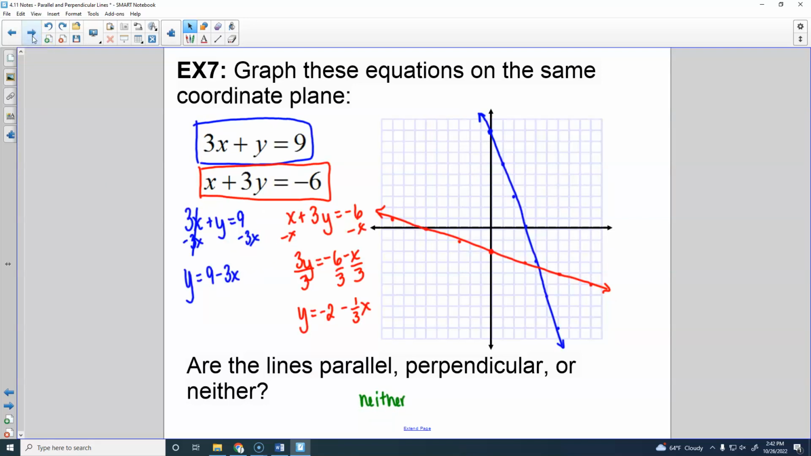All right, here's 7. Whenever you solve that first one for y, you're going to get y equals 9 minus 3x. The second one is going to be y equals negative 2/3 minus 1/3 x. And those are intersecting, but they are not perpendicular. Again, they don't make that 90-degree angle, so they are not perpendicular.